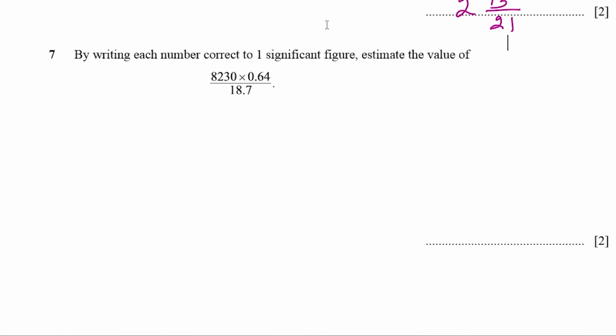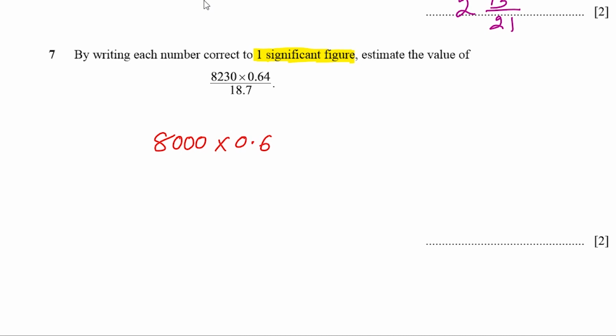Question number 7. By writing each number correct to one significant figure, estimate the value of this. So here 2 concepts are involved. First thing is we have to convert each number correct to one significant figure, and then we have to simplify. 8,230, one significant figure, 8. After 8 there is 2, so it will remain 8. And to save the place value, we will put 3 zeros after 8. So 8,230 rounded correct to one significant figure will become 8,000.